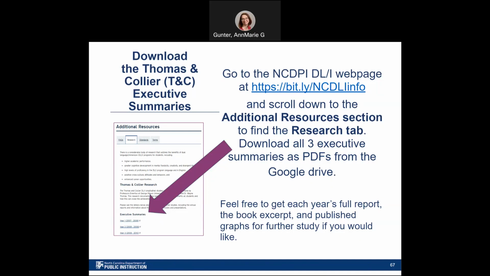In addition to the executive summaries, there are additional materials like the full report, which is an extension, usually 40 or 50 pages long, of each executive summary. There's a book excerpt from the North Carolina study and work, and then there are published graphs for further study if you would like that really delve into the academic achievement of DLI students when compared to other students in their schools and districts who are not in DLI programs, as well as things like the state averages on academic achievement. All you need though for this asynchronous workshop are the 3 executive summaries, which are very brief.